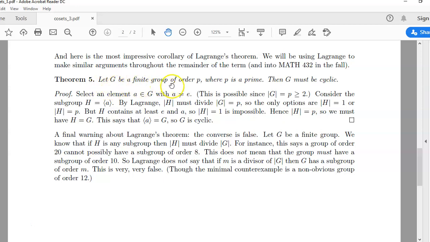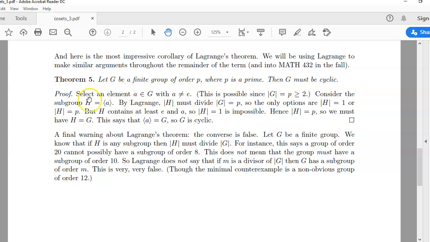Let G be a finite group of prime order. So you have a group of prime order P, so it could be a group of order 2, 3, 5, 7, 11, 13, 17, whatever you want, any prime order group. The amazing fact is the group has to be cyclic. So any group of prime order has to be cyclic. This is kind of amazing to me. The proof is very easy, again, if you just use Lagrange and think about it the right way.